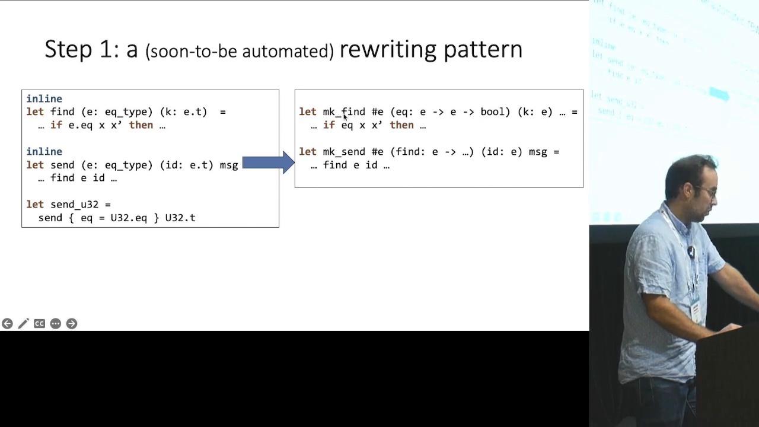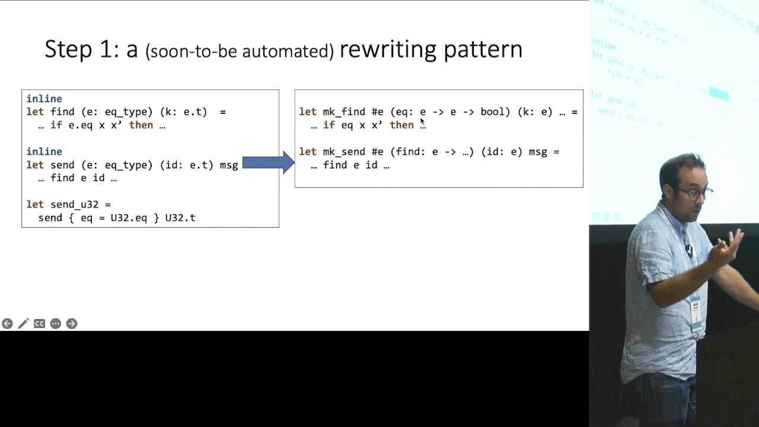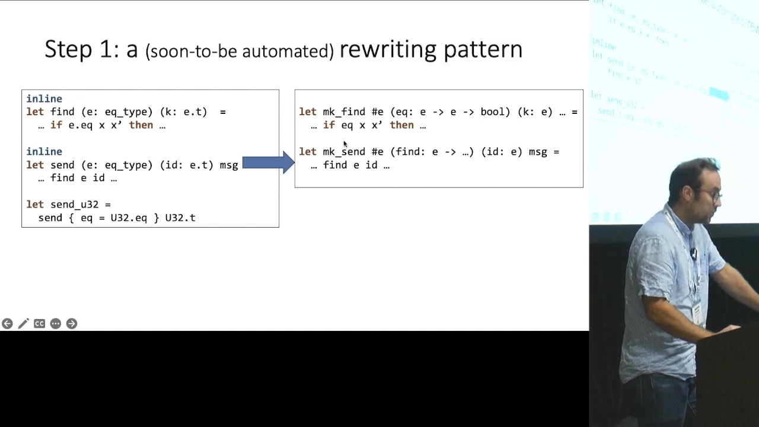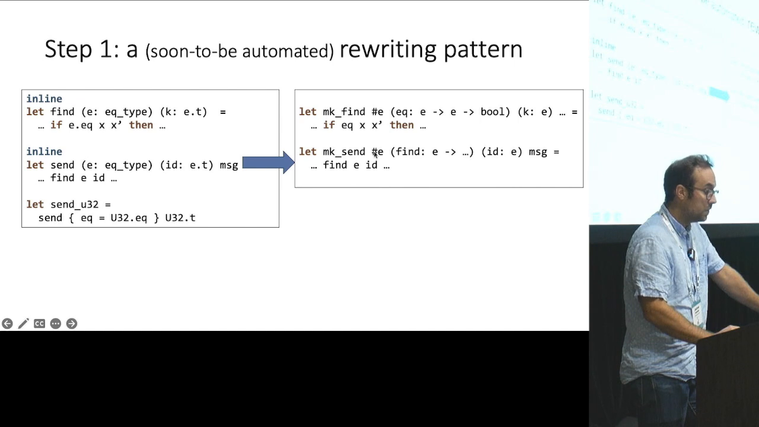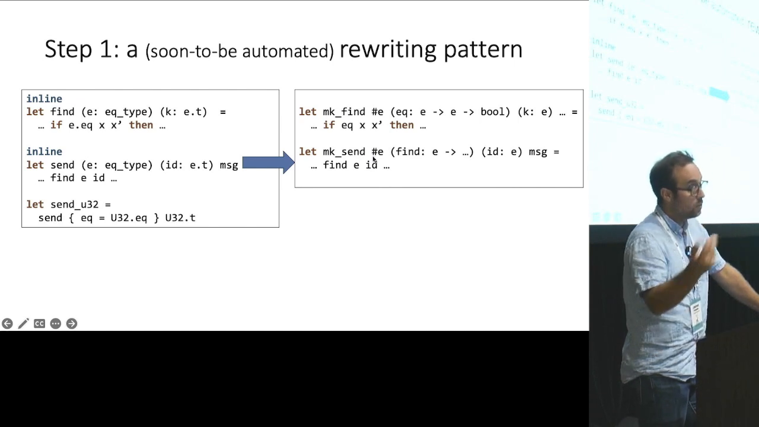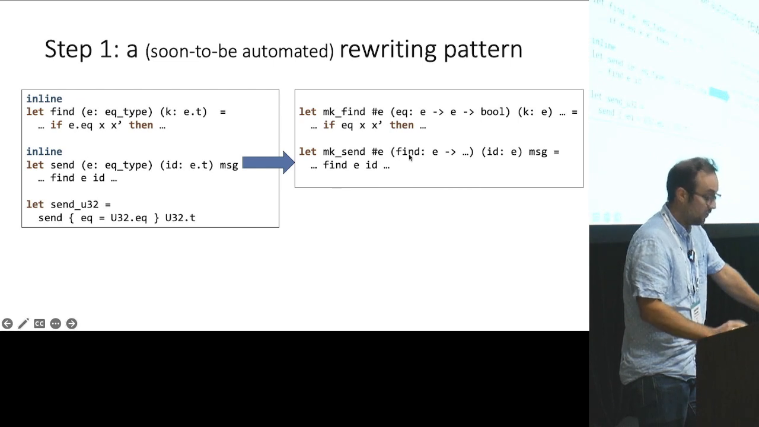The find function is going to become parameterized over your choice of equality function. So mkfind is a higher order function that receives an equality function. And here's the interesting bit. Mksend is a higher order function that receives a specialized version of find for the particular value of EQ. The universal quantification over the EQ type is outside, which means that mksend first sets your EQ type, then receives a specialized version of find for that EQ type.